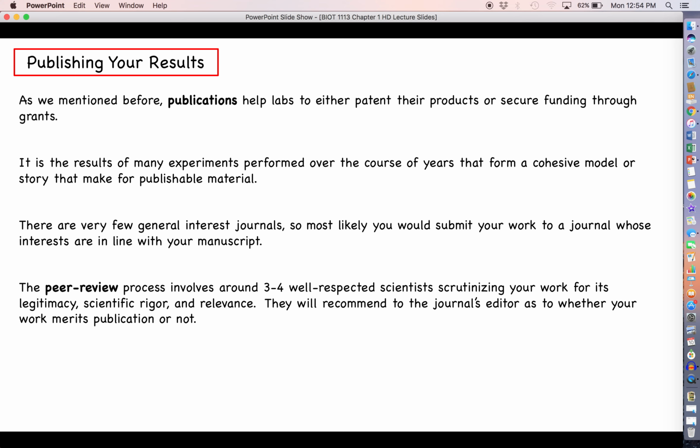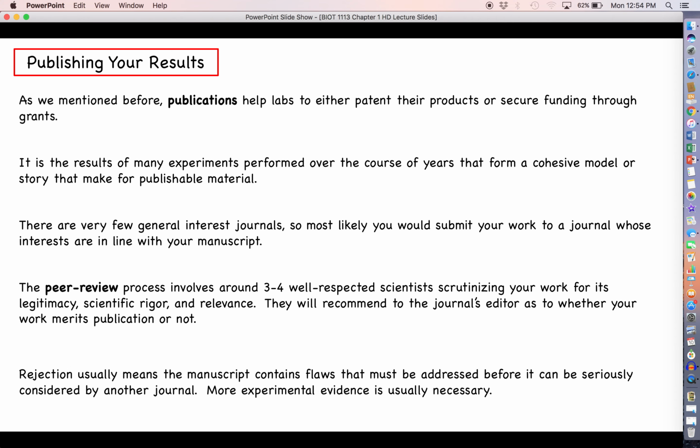This can be a very painful process, as I know from personal experience. I've had more manuscripts rejected than I have had accepted. It's just reality. You have to develop thick skin in that regard.